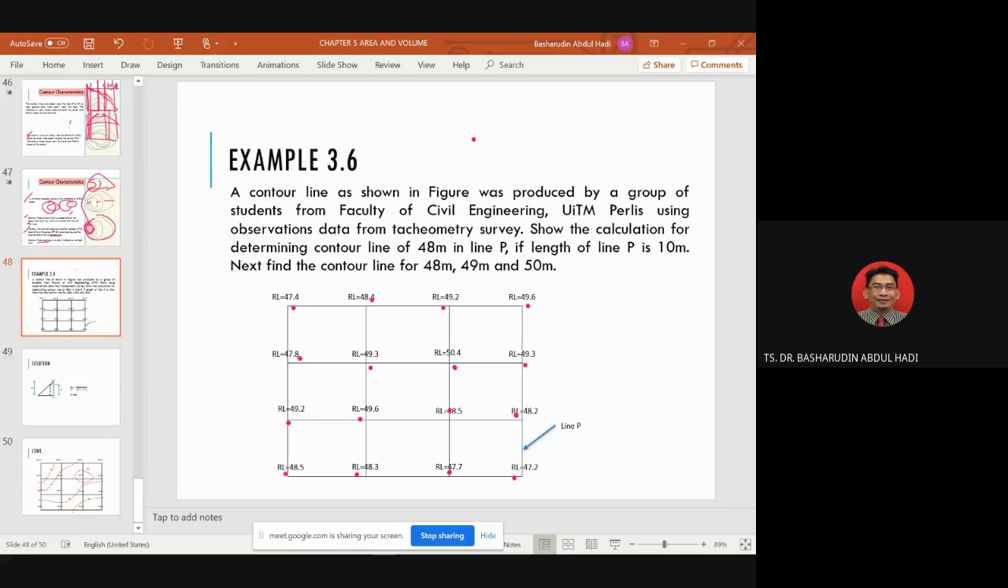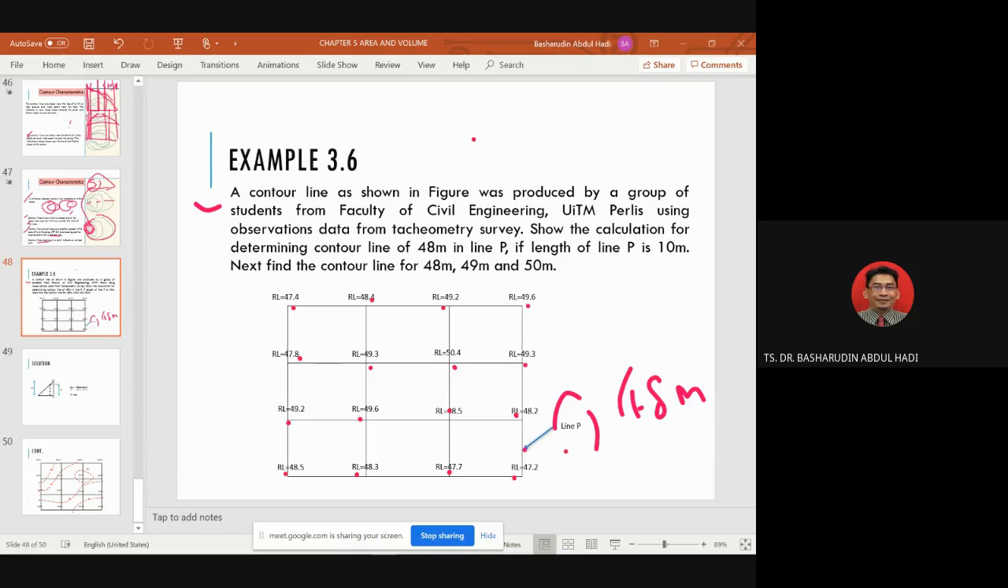And then a contour line, as shown in the figure, was produced by a group of students from the Faculty of Civil Engineering, UiTM Perlis, using observation data from a tacheometry survey. Show the calculation for determining the contour line of 48 meter in line P. This one is line P, 48 meter. If the length of line P is 10 meter, next find the contour line for 48, 49, and 50 meter. Okay.